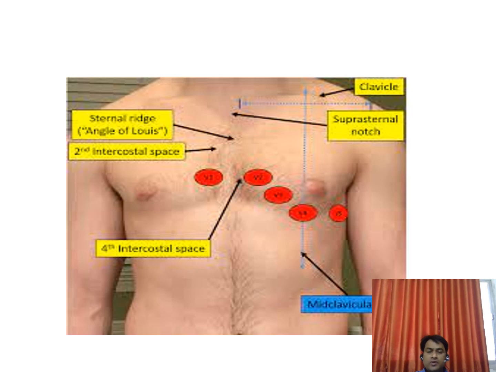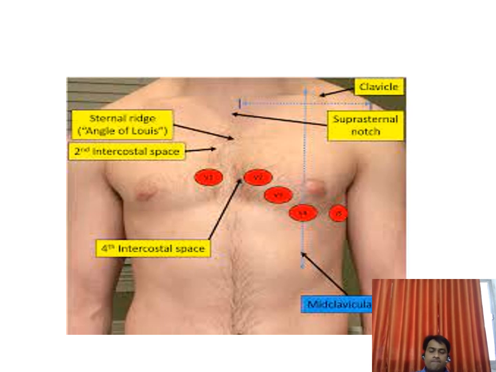Now you have the unipolar chest leads. In unipolar chest leads, all three limbs are connected through a high voltage resistance and their potential is kept at zero potential. And depending upon where you place the active electrode, the leads are labeled V1 to V6.